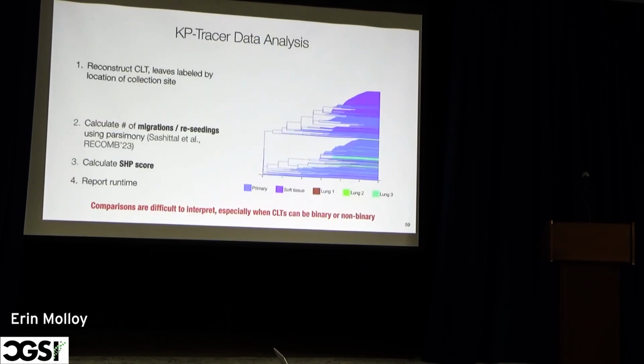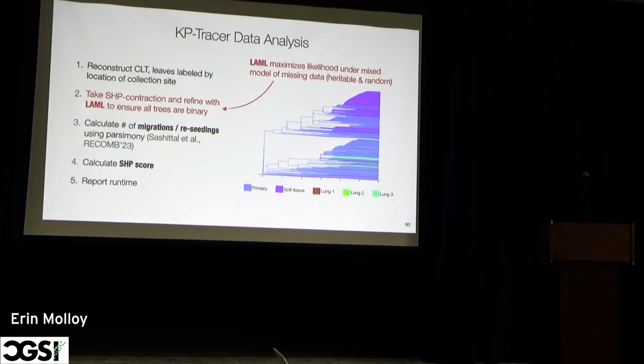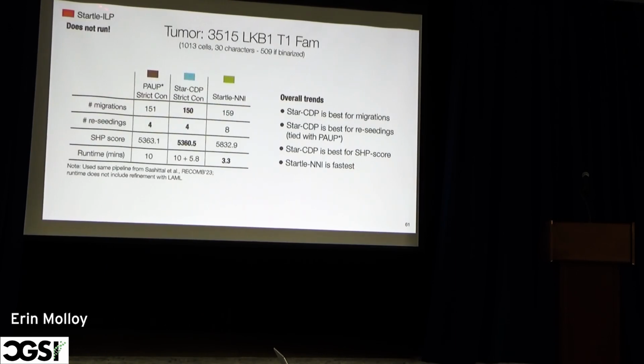Okay, we also looked at some biological data, and the brief takeaway I have for you there is that it's very hard to do a fair comparison. One of the things we did is we reconstructed cell lineage trees, contracted all the mutationless branches, and then refined with another technique, and then looked at the number of migrations and reseedings needed to explain the data. We also looked at the score and the runtime. And we found that our method would run when Startle ILP wouldn't.